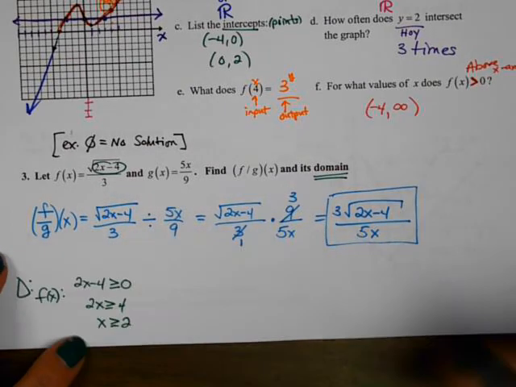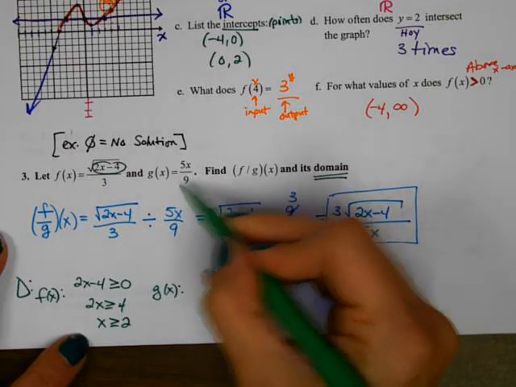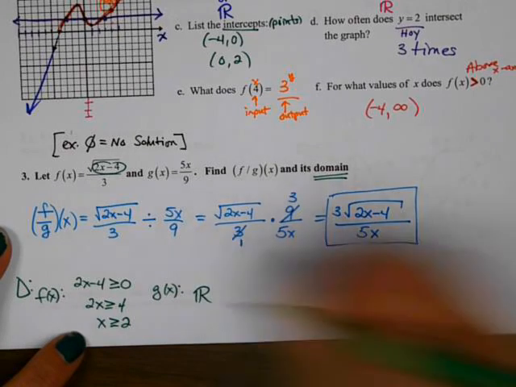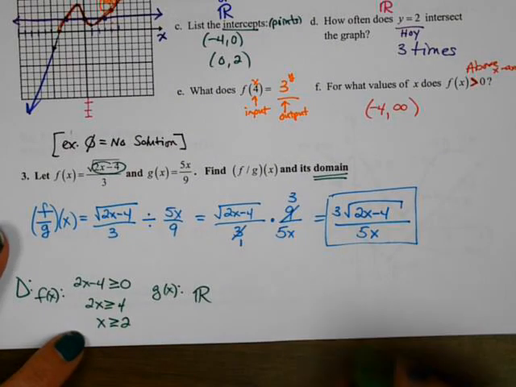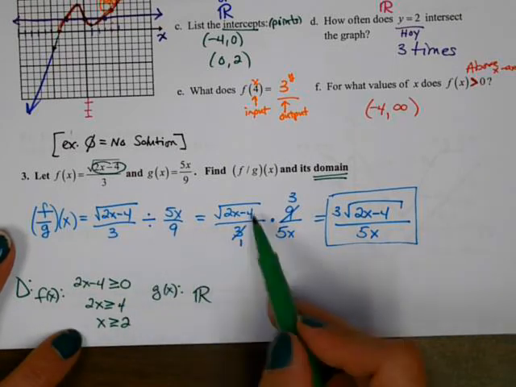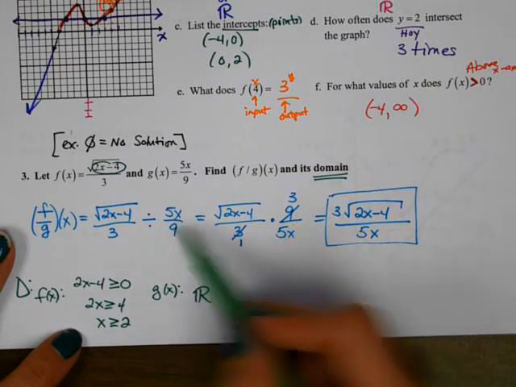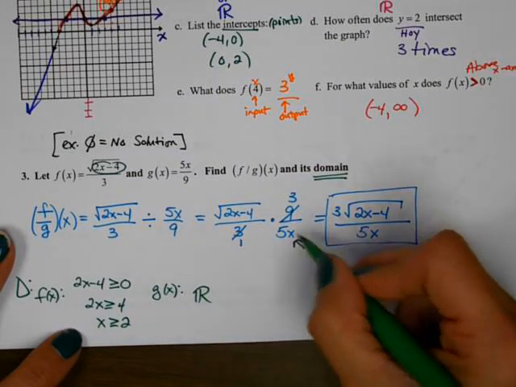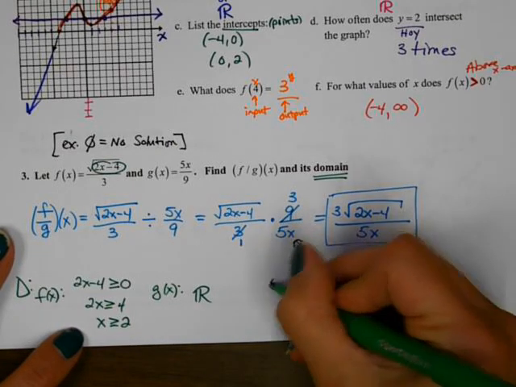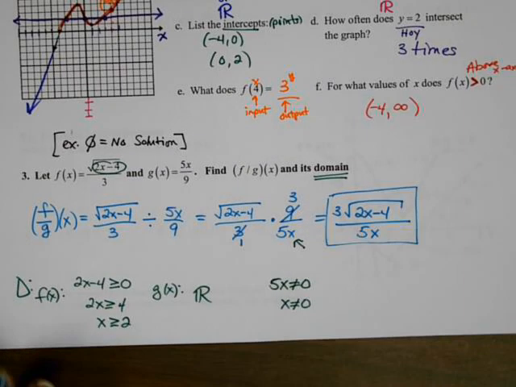Here's his domain. Let's talk about g of x. G of x does not have any x's in the denominator. He does not have any radicals, so he will accept all reals. Now let's also look at the problem. I already took care of this radical. Oh, right here, when I reciprocated and put 5x into the denominator, that's going to add a restriction. 5x cannot equal 0. So now x cannot equal 0.